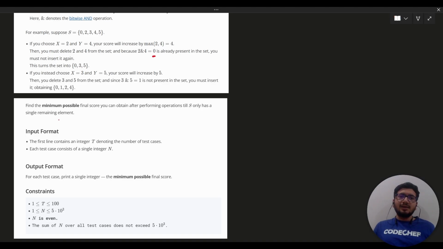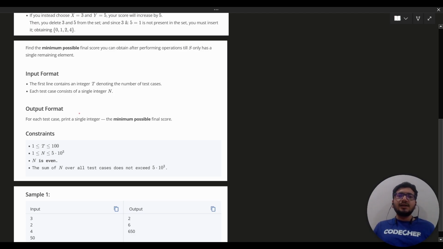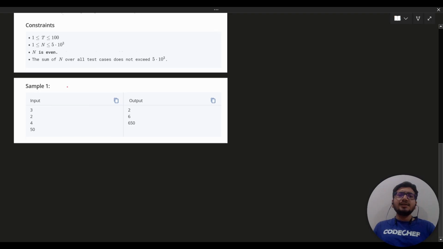As for the input format, we have t test cases, and for each test case we have a single line that contains the integer n, and for the output we have to output the minimum possible final score. As for the constraints, the number of test cases will go from 1 to 100, and n will go from 1 to 5 into 10 raised to 3. Let's see some sample inputs.